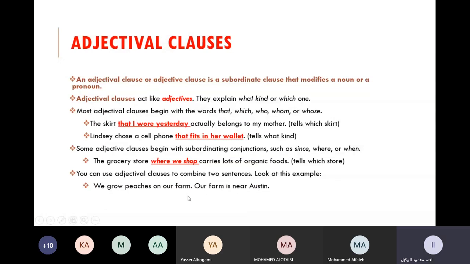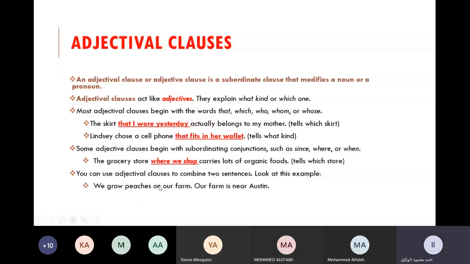So here in both of these two sentences, this one gives me full information. We grow peaches on our farm. Full information means main clause or independent clause. And the second one, our farm is near Austin. Also full information, main clause, independent clause, right? Now we need to combine the two sentences, the two main clauses, to make them just one sentence. How can I do that?